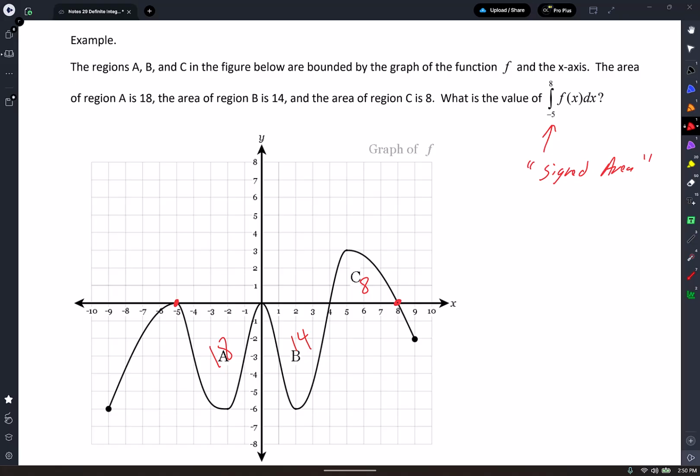You guys ready? All right, from negative 5 to 8, I go to negative 5. From negative 5 to 0, I see that I'm below the x-axis: negative 18. Plus, from 0 to 4, I see that I'm again below the x-axis, so I'm going to write negative 14. Plus, from 4 to 8, am I above the x-axis or below? 8. Add them all up. Negative 18 plus negative 14 is negative 32, and then I add 8 to it. Negative 24. There it is. How do we feel?